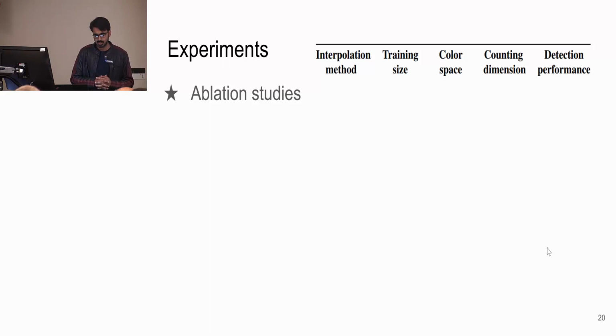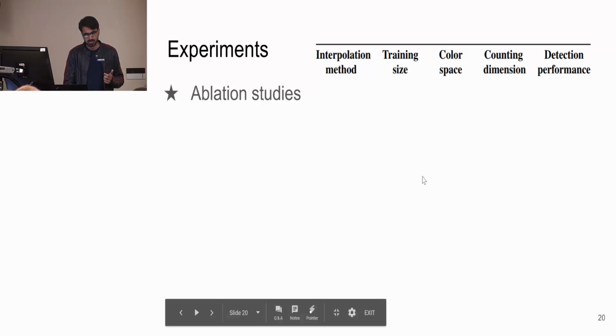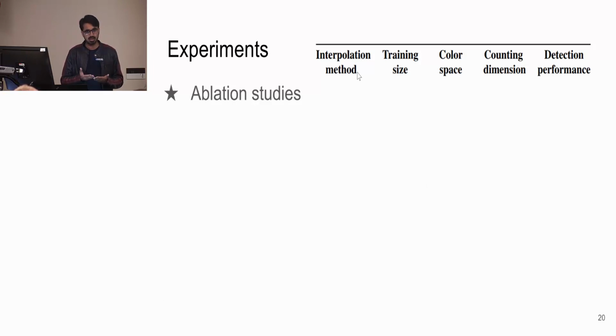Then there are some ablation studies. There are several factors which can be modified in their training. They used a downsampling operator, and there are several options available for downsampling. They can vary the training data size. They can either use RGB images or color images, and they can change the counting dimension, the length of the final layer. So they did some tests on all these factors.